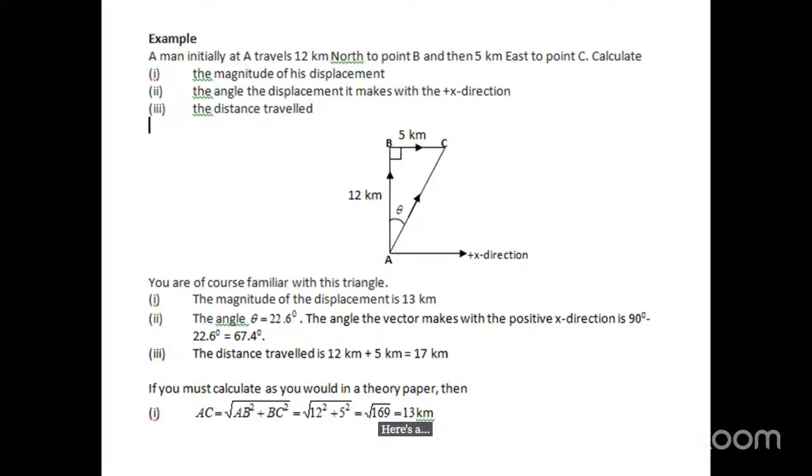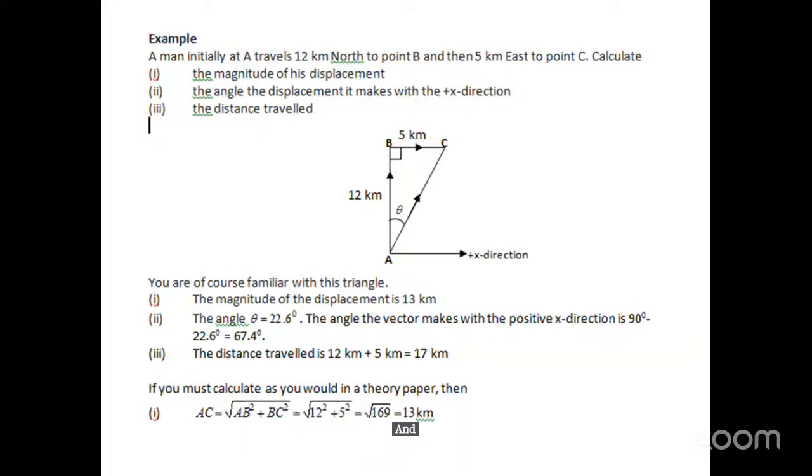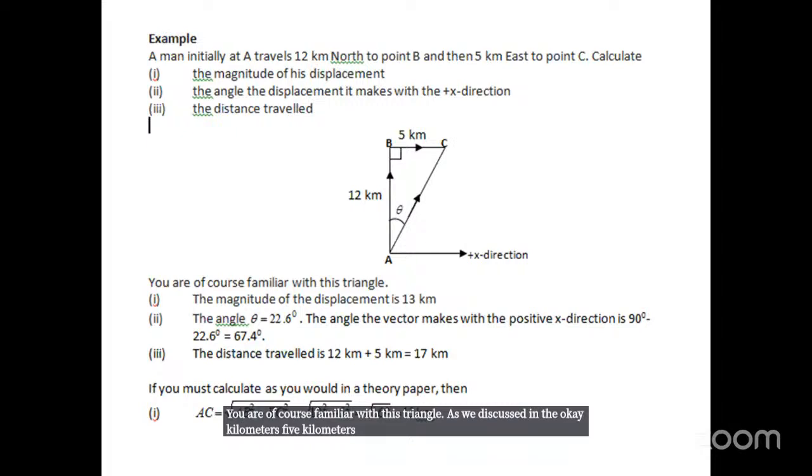So a man initially travels from A to B, a distance of 12 kilometers north to point B, and then 5 kilometers east to point C. Calculate the magnitude of his displacement, the angle the displacement makes with the x direction, the direction traveled, and the distance traveled rather. You are of course familiar with this triangle, as we discussed. With 12 kilometers and 5 kilometers, that means the hypotenuse will be 13 kilometers.